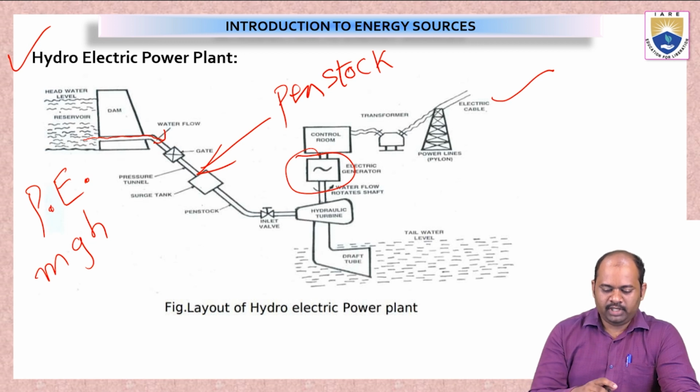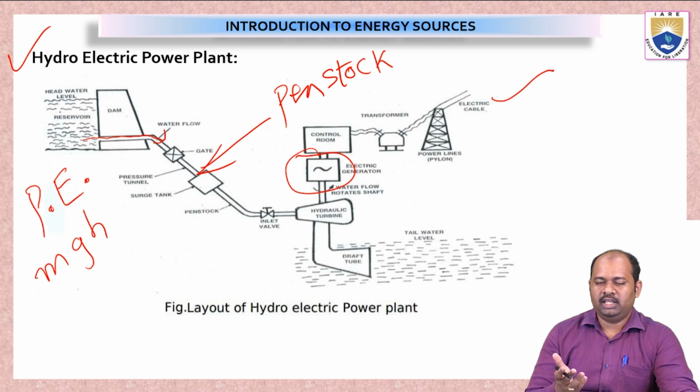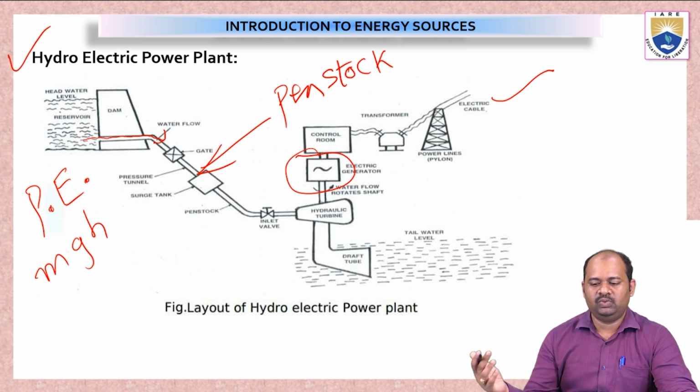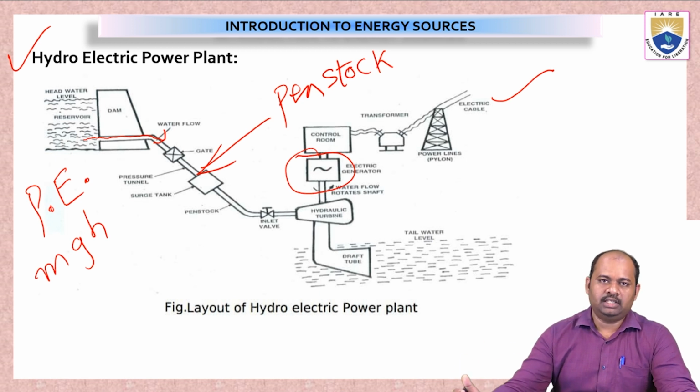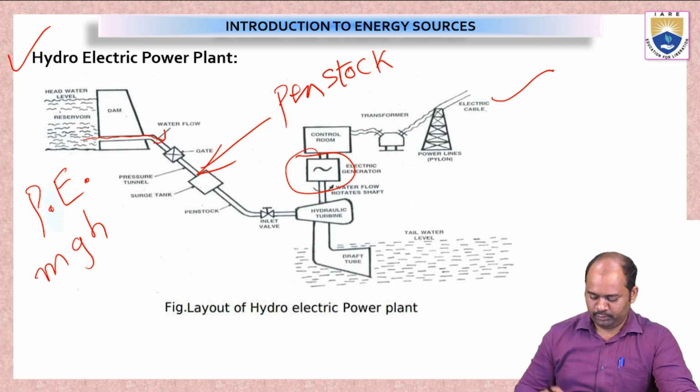See, this is the basic working of a hydroelectric power plant, where we are not using any kind of fuel. We are just storing the water behind a dam, and the potential energy of the water is converted into mechanical energy for running the turbine. This mechanical energy is in turn converted into electrical energy, and it is used in industries or for domestic purposes. So this is the working of a hydroelectric power plant.